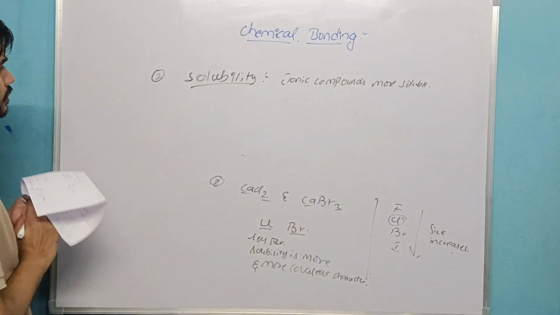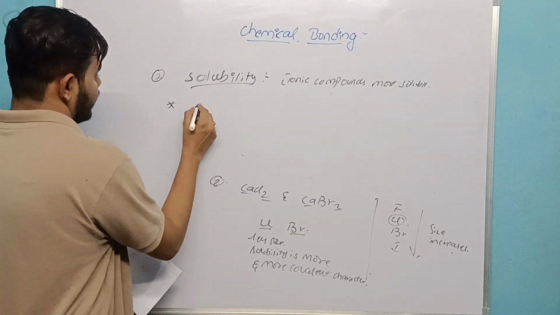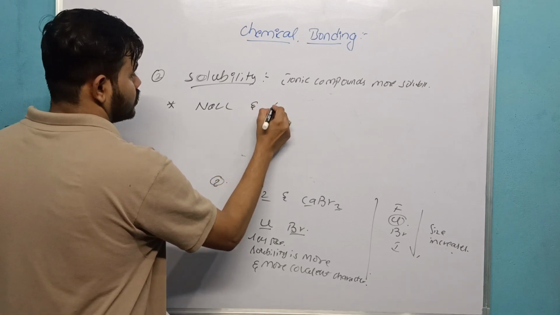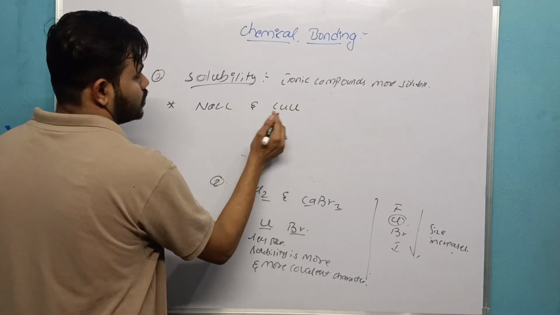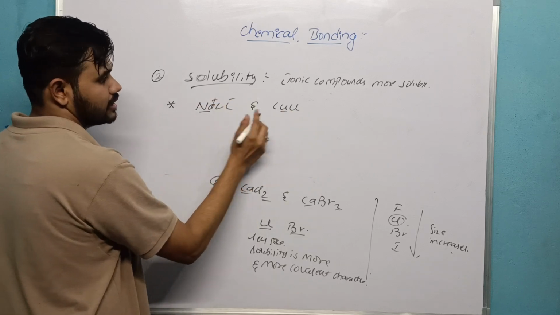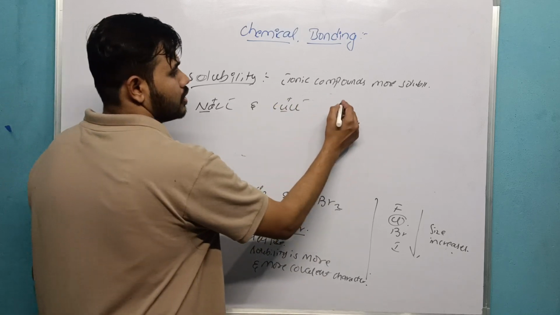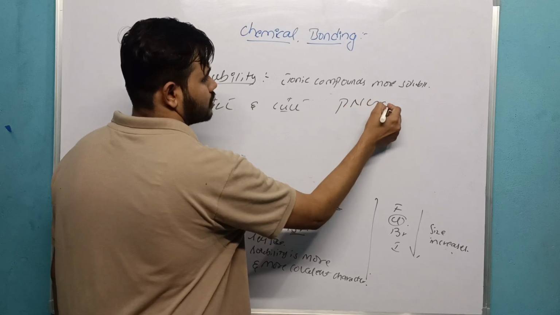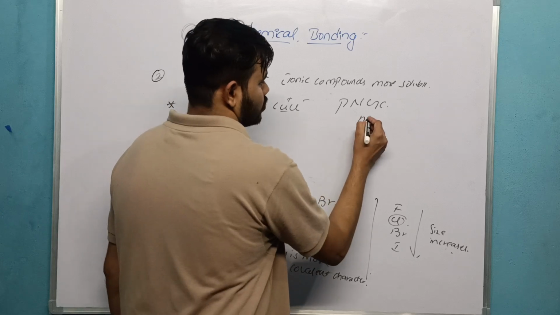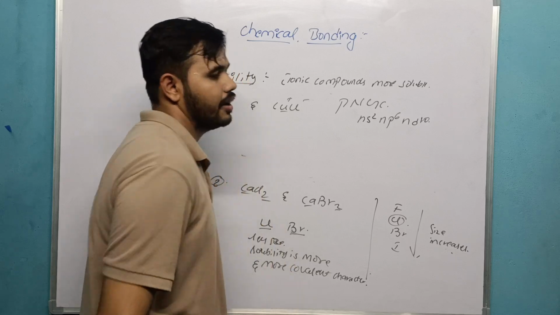Next, third example. Example 3, NaCl and CuCl. See here, the cation is Na plus with Cl minus as anion, and Cu plus with Cl minus. Here we are going to deal with pseudo noble gas configuration. Pseudo noble gas configuration means outermost shell ns2, np6, nd10. Remember this.